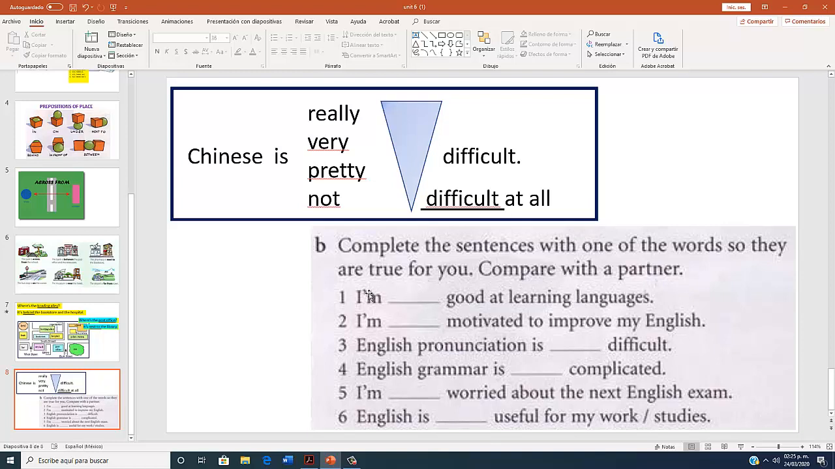So maybe here you say, I am really good at learning languages. Or maybe some students say, I'm pretty good at learning languages. So it depends on you, on what you want to say. Okay? Look at this. Number 4. English grammar is, maybe you say, oh teacher, English grammar is really complicated. English grammar is very complicated. English grammar is pretty complicated, or English grammar is not complicated at all. That will go with number 4.